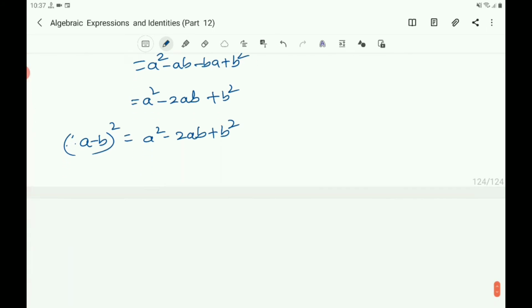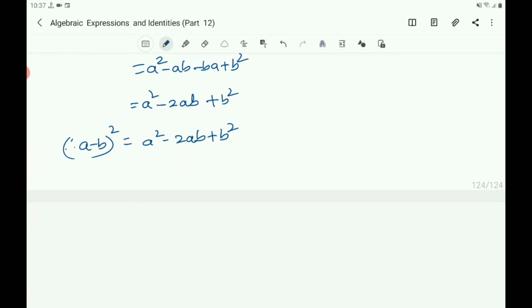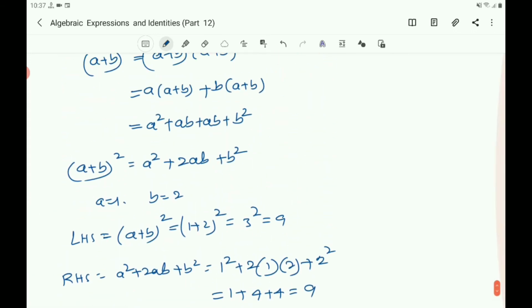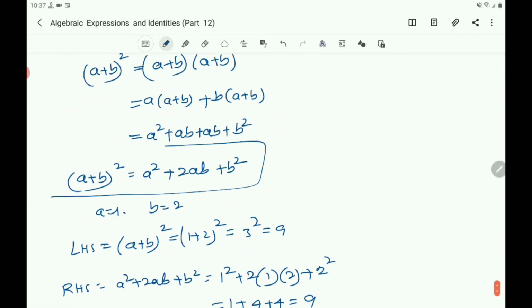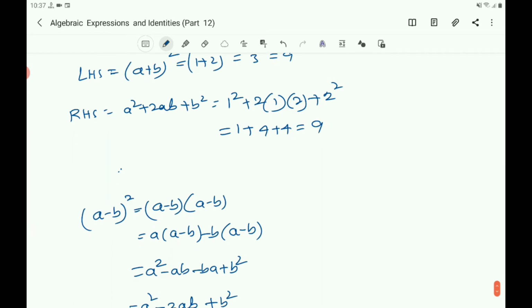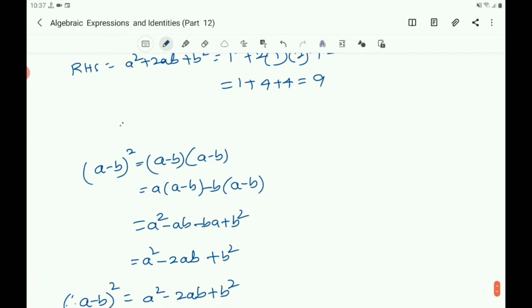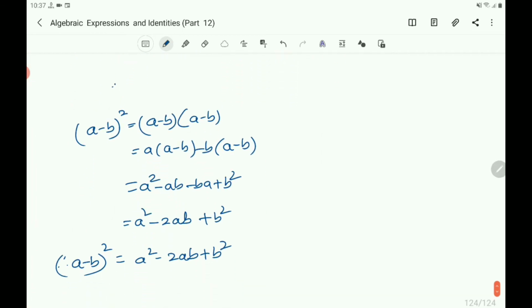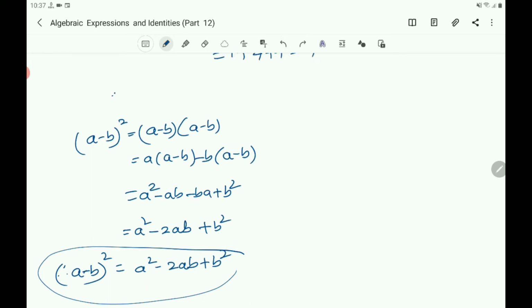Next let us take the product of a plus b and a minus b. Here you got two identities. One is a plus b whole square equals a square plus 2ab plus b square. Second one, a minus b whole square equals a square minus 2ab plus b square. See here minus is there, so you got the sign of the middle term minus, and the other two terms are having positive sign.